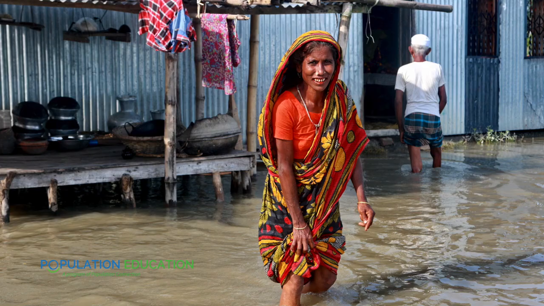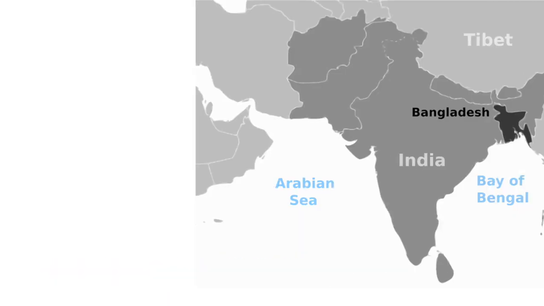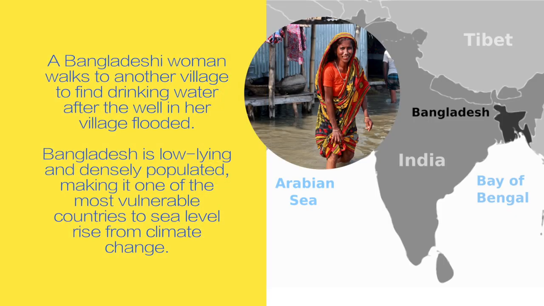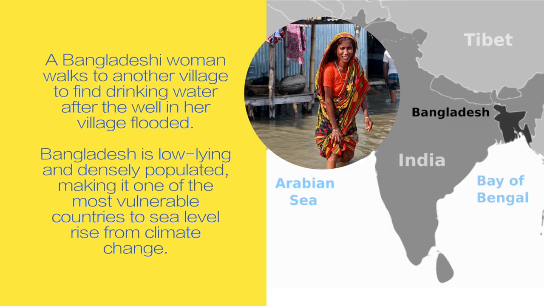Let's take a look at another data bank item. In this second item, we are looking at a picture of a Bangladeshi woman traversing a flooded area, a map showing where Bangladesh is located, and a caption which reads, "A Bangladeshi woman walks to another village to find drinking water after the well in her village flooded. Bangladesh is low-lying and densely populated, making it one of the most vulnerable countries to sea level rise from climate change." Our first question asks students to reflect on how this image makes them feel.